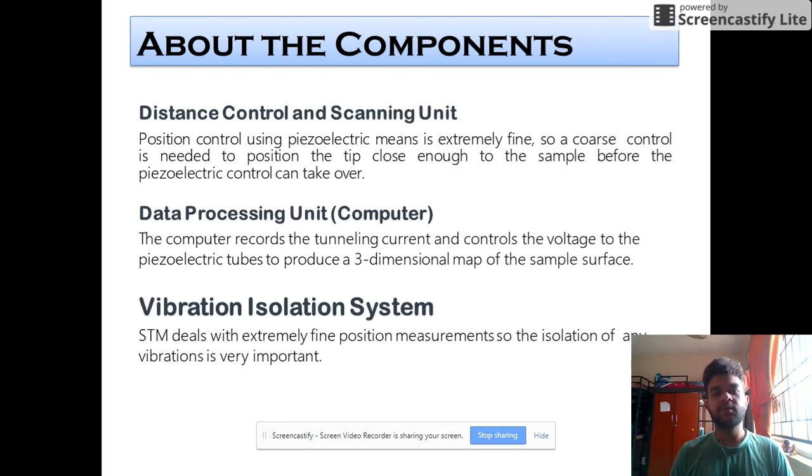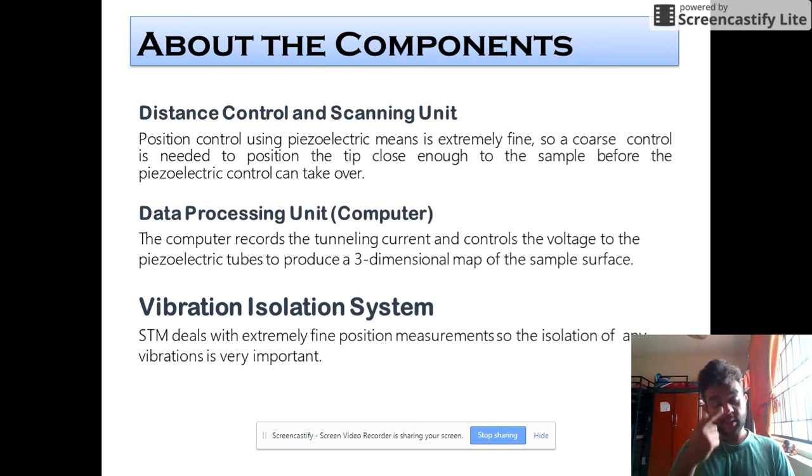So what are the distance control and scanning units? Position control using piezoelectric means is extremely fine, so a coarse control is needed to position the tip close enough to the sample before the piezoelectric control can take over. The data processing unit: the computer records the tunneling current and controls the voltage of the piezoelectric tube to produce a three-dimensional map of the sample surface.